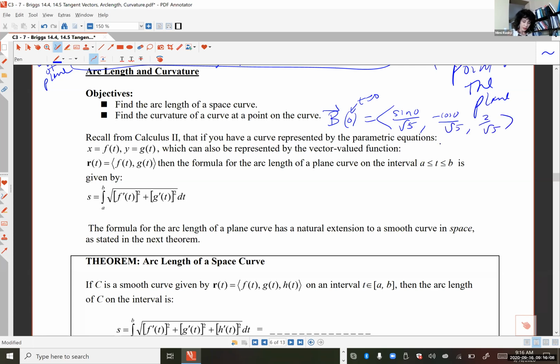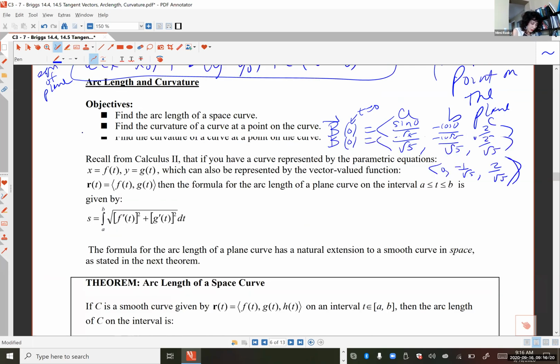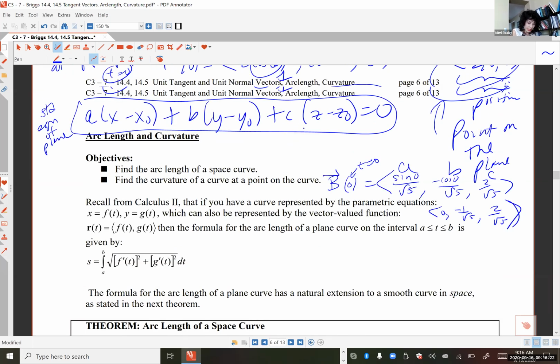That's going to be our normal vector. So I get 0, negative 1 over square root of 5, 2 over square root of 5. And folks, that's going to be the A, B, and C in my equation for the plane. Here's A, here's B, here's C.